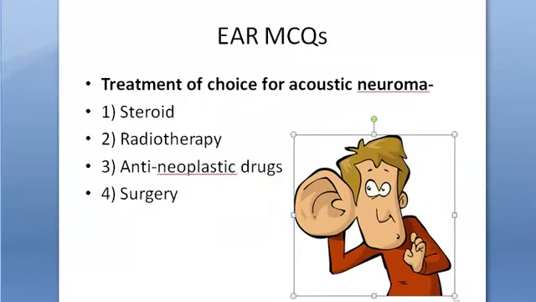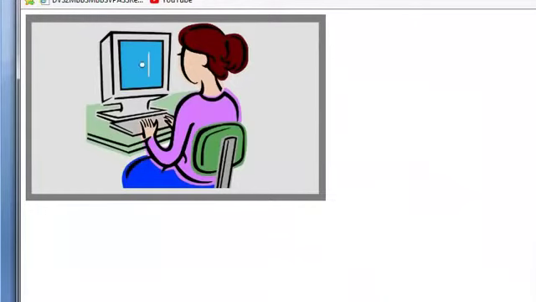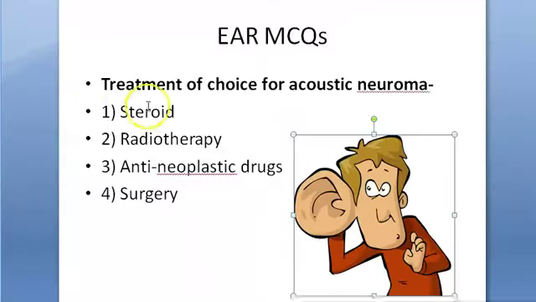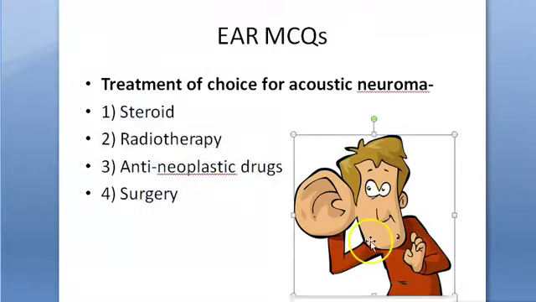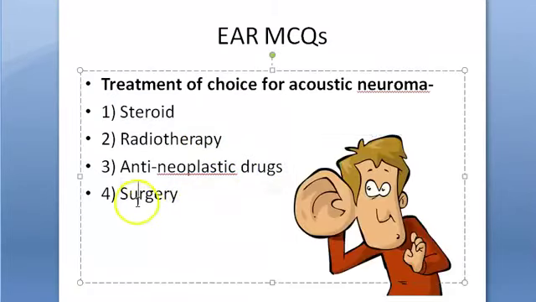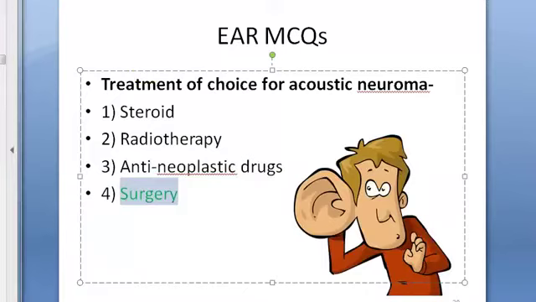Treatment of choice for acoustic neuroma. So now we have reached some question on the treatment of this acoustic neuroma. What do you think you will treat it with? Options are steroid, radiotherapy, anti-neoplastic drugs, surgery. So the answer here they're saying is surgery. Surgery is their choice, it seems. According to the textbook, surgical removal of the tumor is the treatment of choice. Surgical approach will depend upon the size of the tumor.